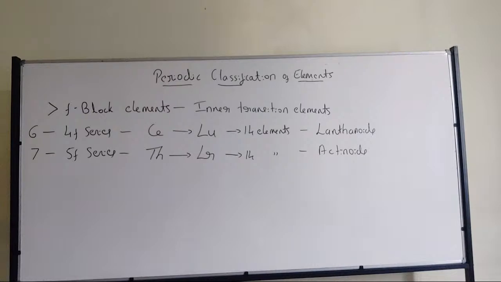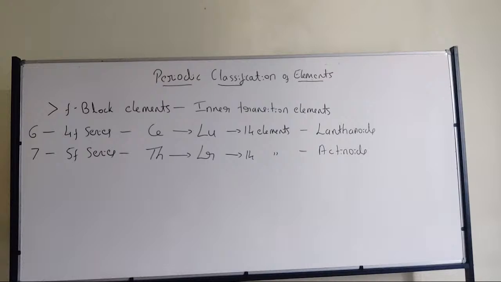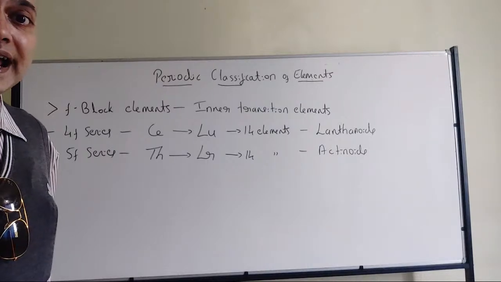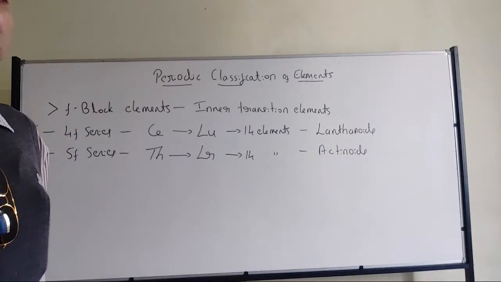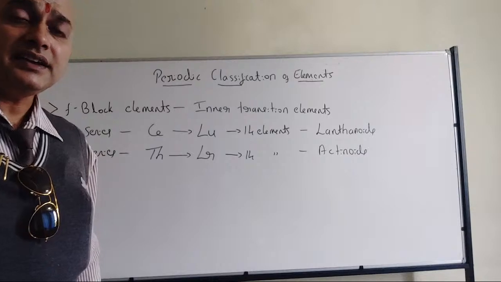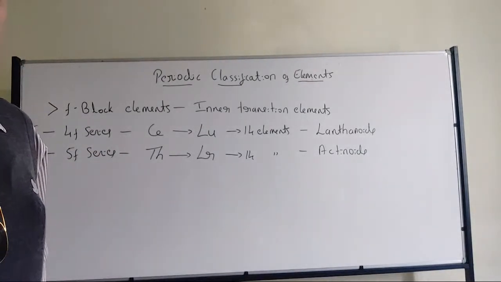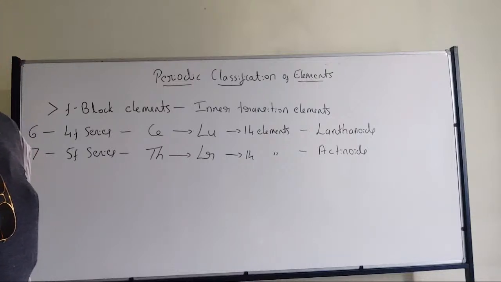The 4F series starts from cerium ending at lutetium. The 5F series starts from thorium and ends at lawrencium. So a total of 14 and 14 elements in each F series. Why 14 elements? Why not less than that? Why not more than that? That is because the F subshell can accommodate a maximum of 14 electrons.